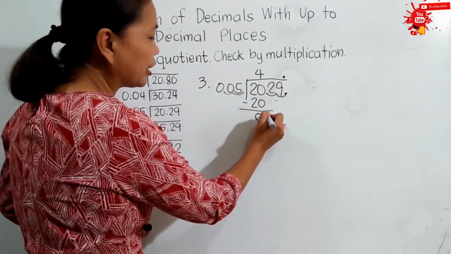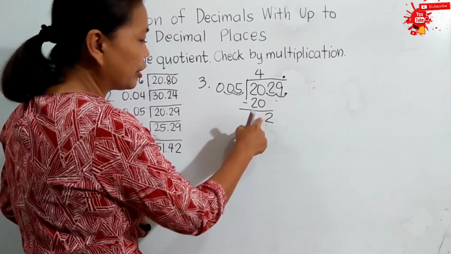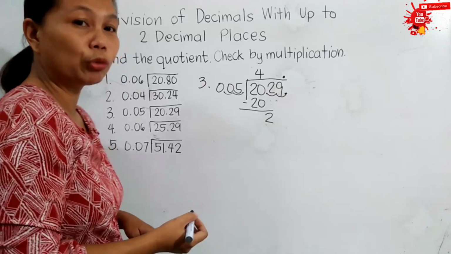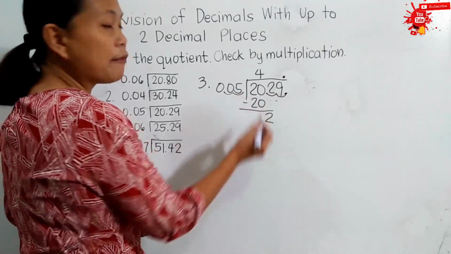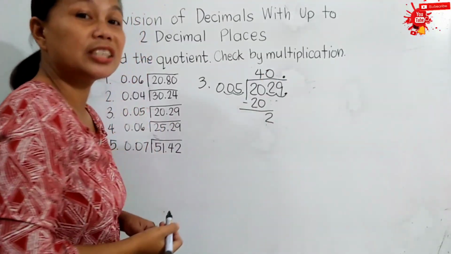Okay, then, i-bring down natin yung susunod. So, 2 na lang. So, we can erase 0 here. Pwede na nating hindi ilagay. Then, we just bring down 2. So, 2 divided by 5. So, hindi pwede. Kaya, ang ilalagay natin dito ay 0.